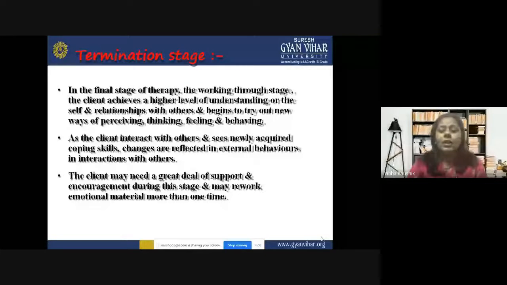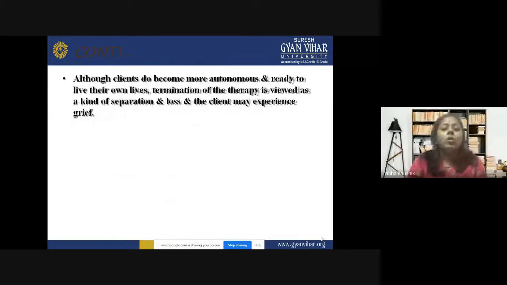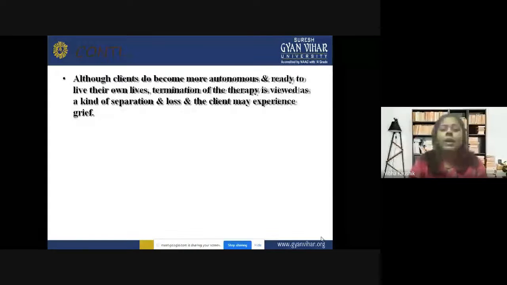As the client interacts with other people and uses newly acquired coping skills, changes are reflected in external behavior and in interactions with others. The client may need a great deal of support and encouragement during this stage. At this stage, he requires a lot of encouragement from the therapist and may rework emotional material more than one time. All the clients become more autonomous and ready to live their own life. Termination of the therapy is viewed as a kind of separation and loss, and the client may experience grief.